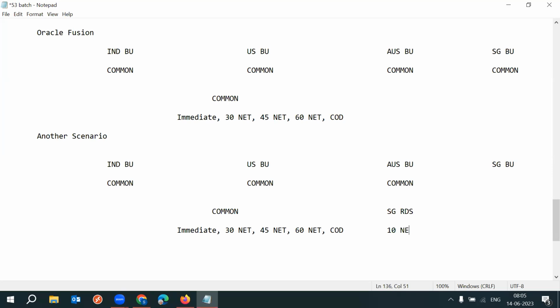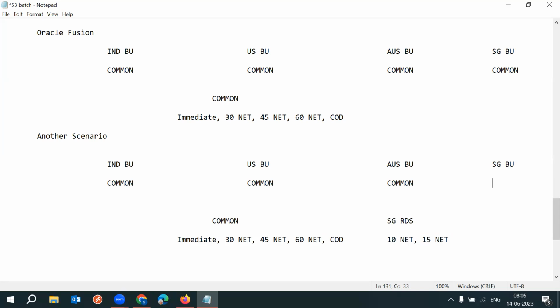Here, 10 net and then 15 net. These two payment terms I created, 10 days and 15 days. These two only you can assign to Singapore. So if you want, you can have exclusive, separate ones for that country also.